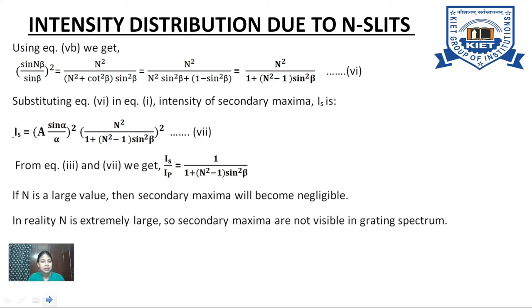If N is a large number, then the intensity of secondary maxima will be negligible. And in reality, in the gratings that we use, N is extremely large. It is a very big number. So secondary maxima are not visible in grating spectrum.